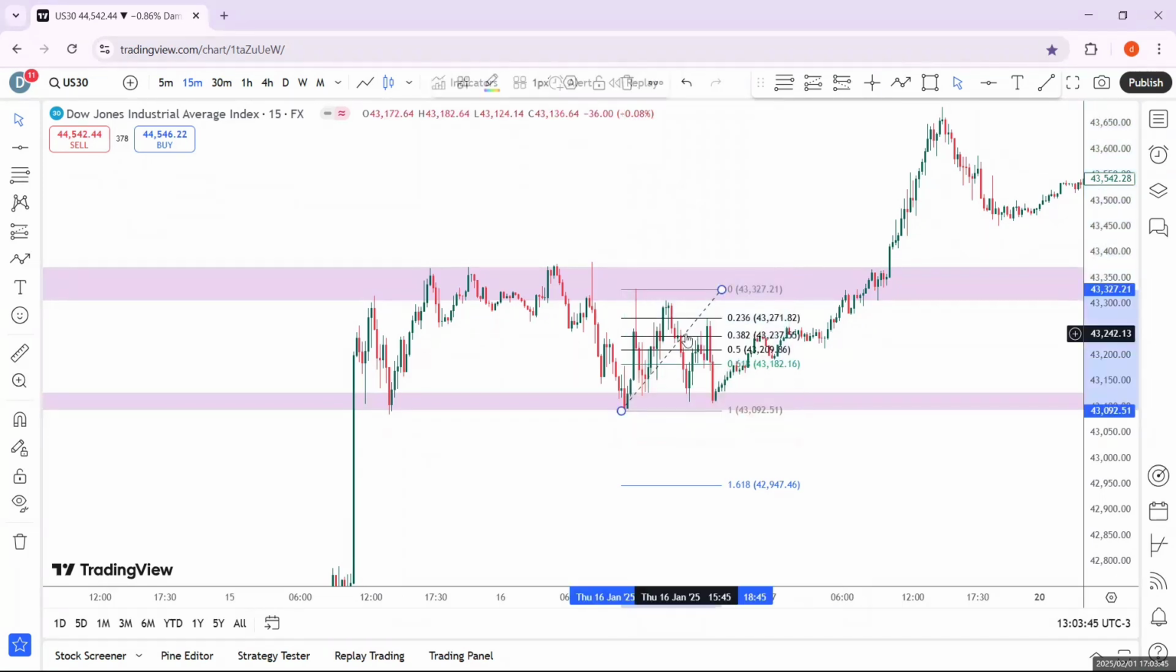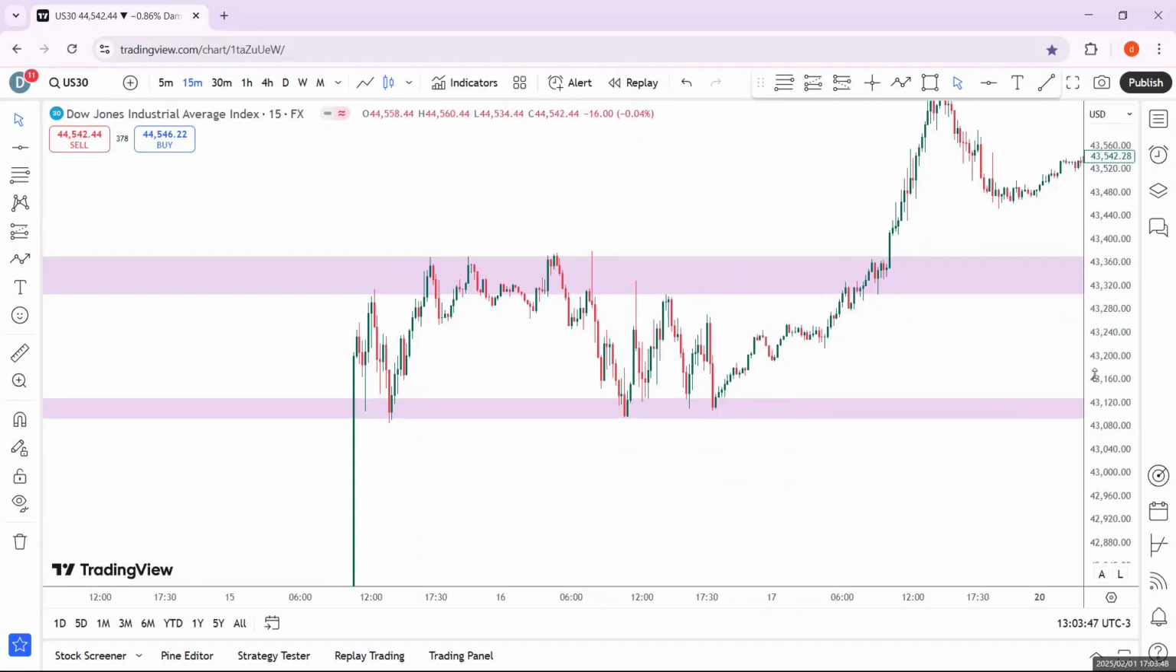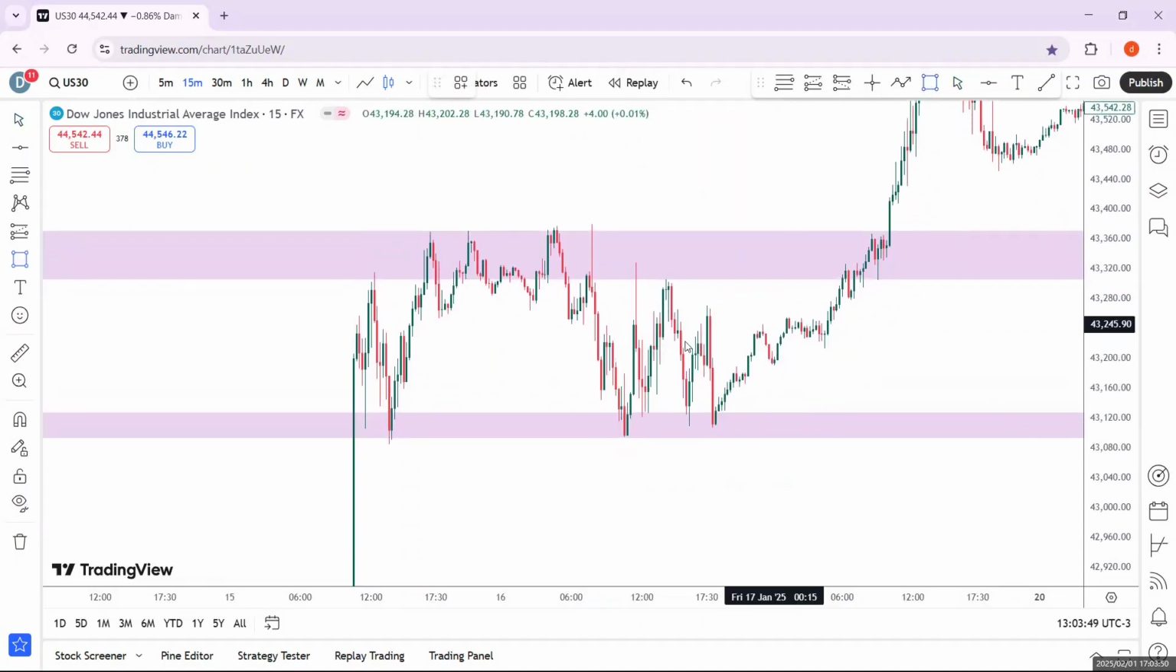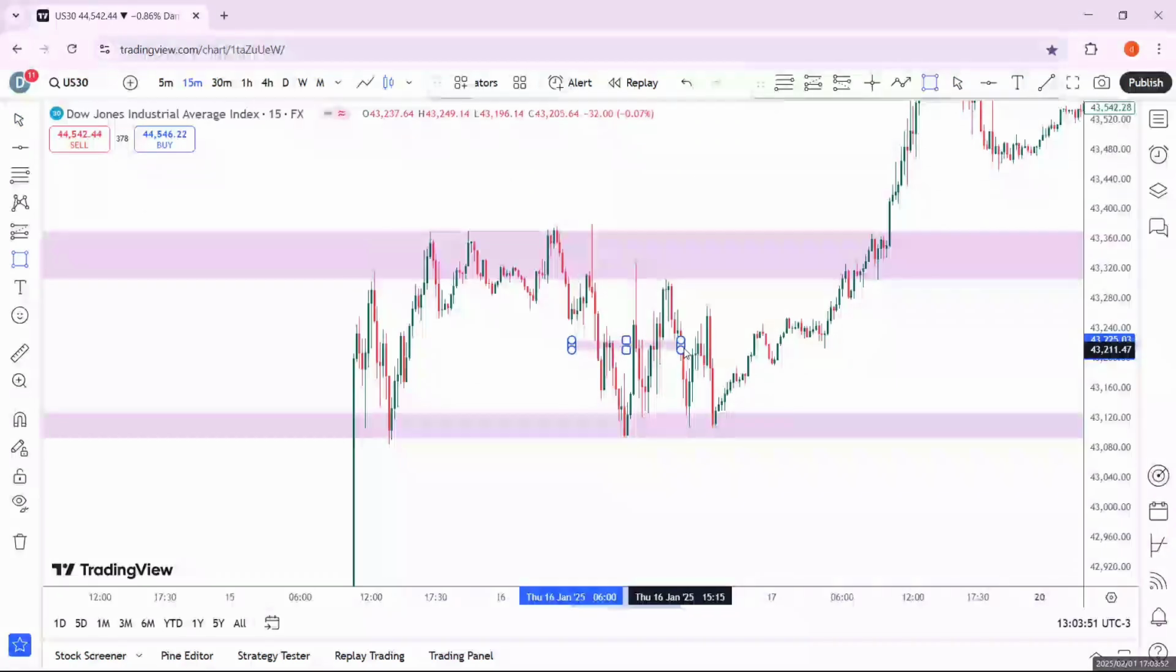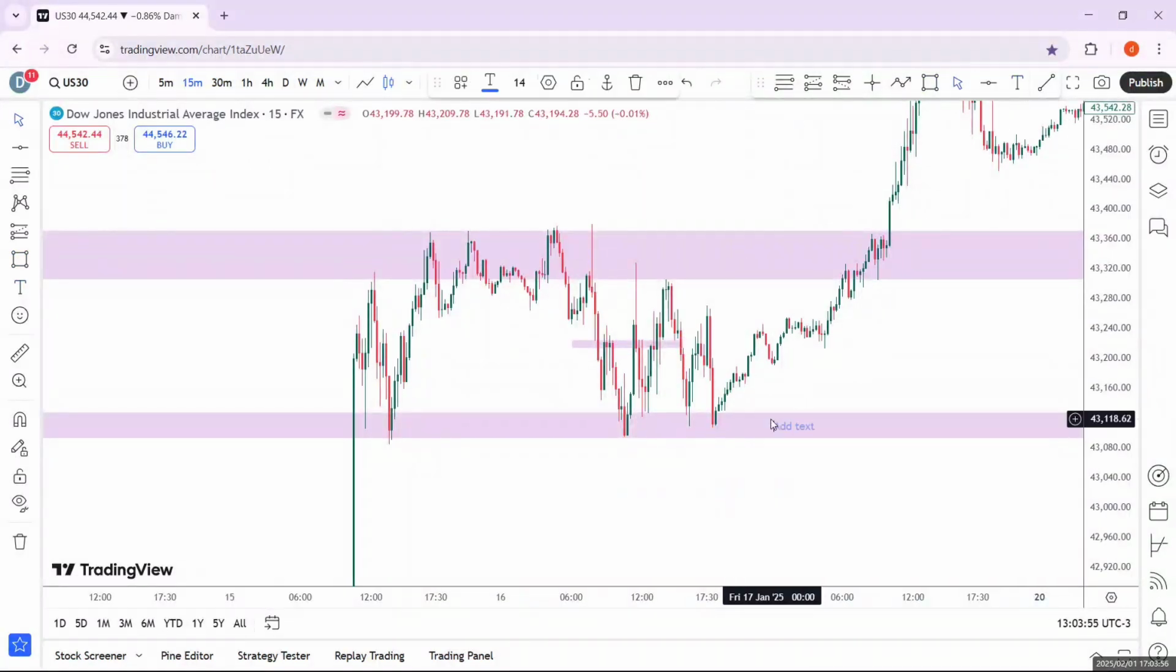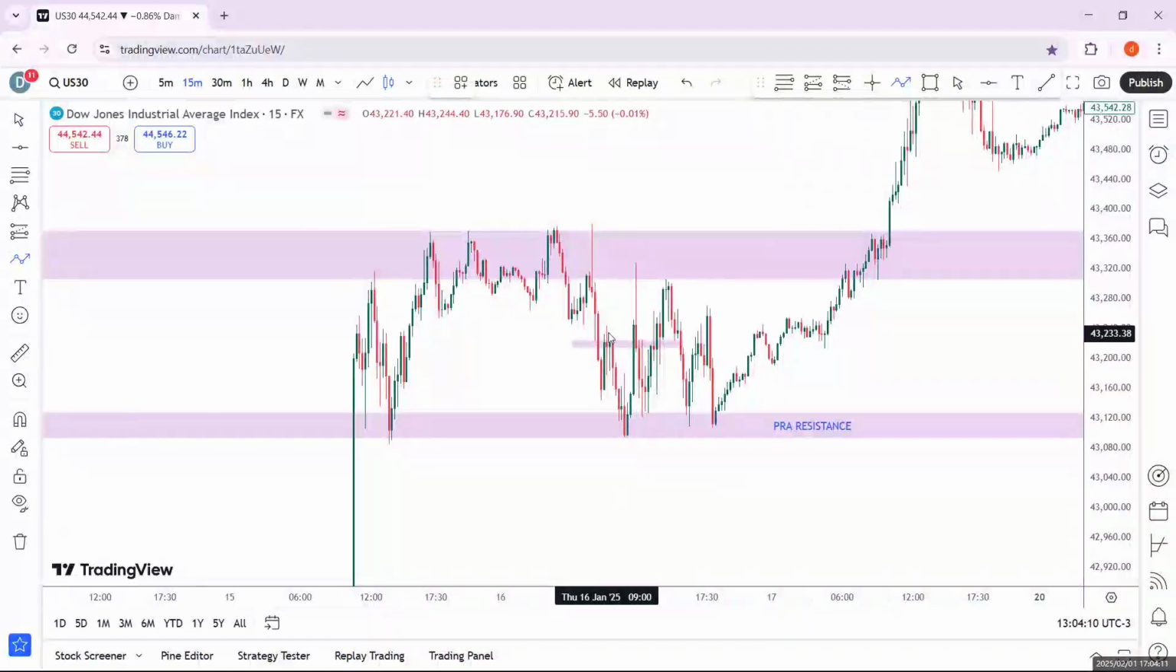Okay, so just again to reiterate, this is where the structure got broken. This is the last lower high right here that prices broke. Okay, and remember that this level right here is a PRA because it is a previous resistance level. Let's put it in caps. PRA because it is a previous resistance level. So prices only came back to this resistance level to turn into a support to take off, which provided us with our first opportunity at the break of structure right here.